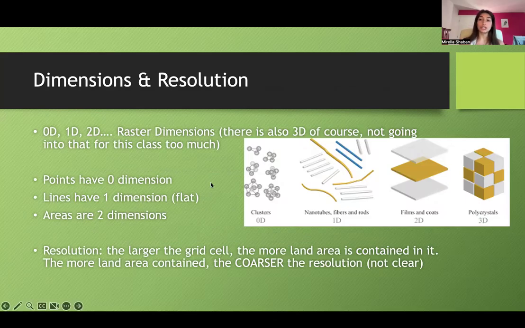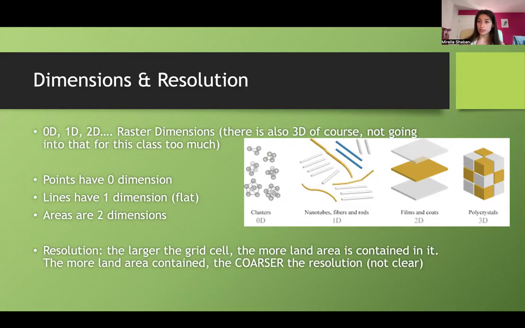Moving over to dimensions and resolution. We understand dimensions as in 0D, 1D, 2D. These are also how we refer to raster dimensions. And of course, we have 3D as a dimension, but that is not something that I go through in this course. Whether you're taking my summer course or one of my spring or fall courses, we don't focus on 3D modeling in Introduction to GIS.